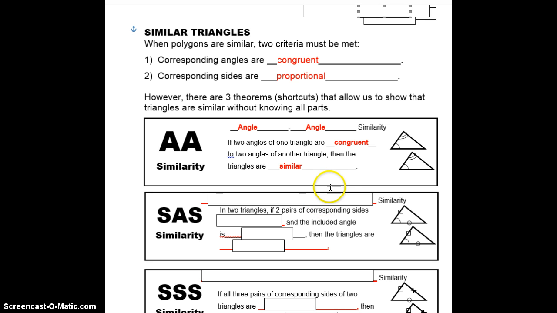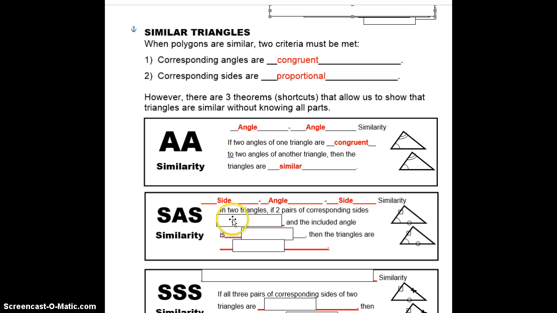The second one is SAS. And just like it was in congruency, it stands for side angle side. And so what happens here is we still are dealing with two pairs of sides and the angle between them, just like when we had congruency. But this time we don't want those sides to be congruent. We want the sides to be proportional.